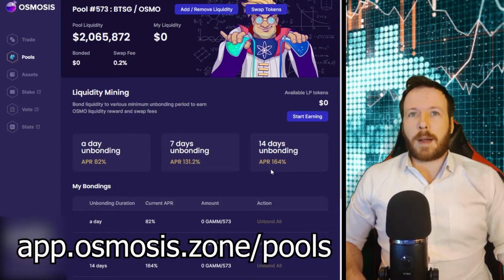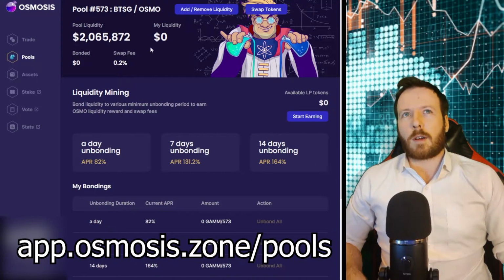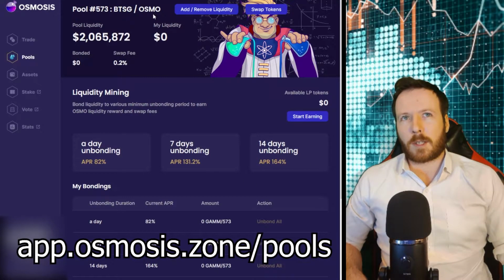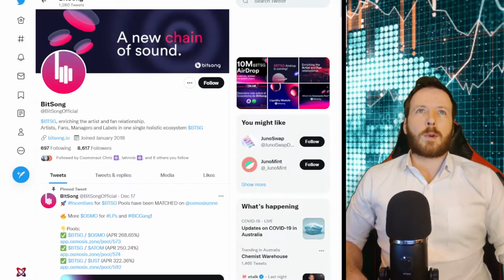So if you want to compound your free coins, you're more than welcome to. You could convert half your free BTSG to Osmo. So 50%, add here, and then choose your staking pool. So I might even compound my £3 and maybe get £7 or £8 at the end of the year. Who knows?